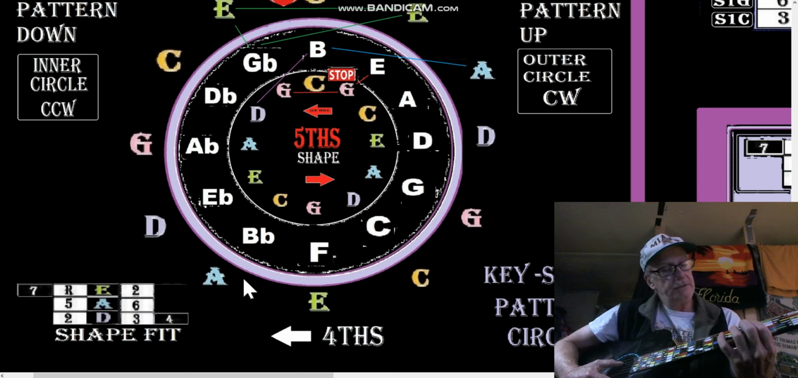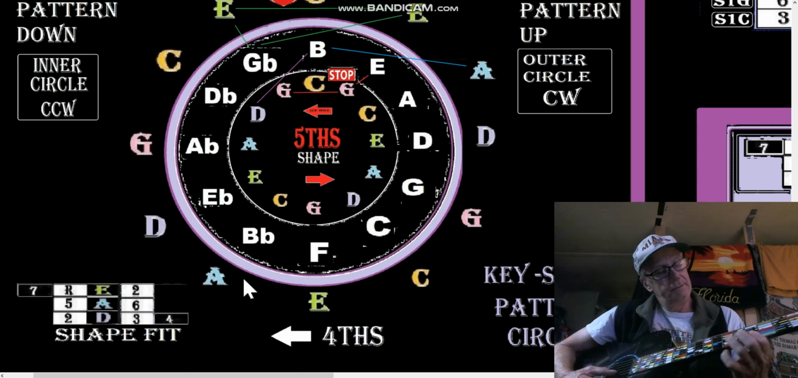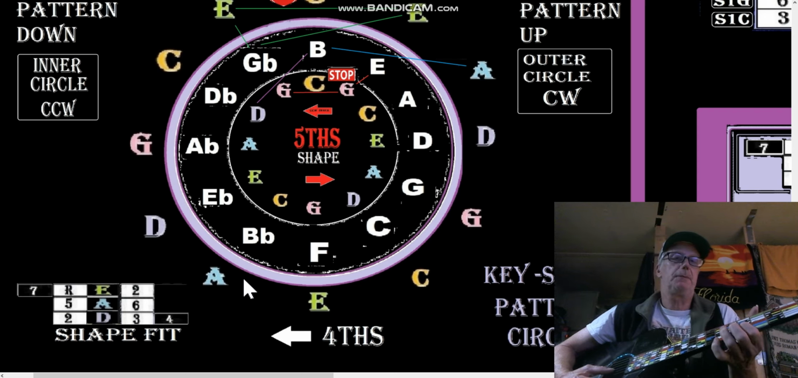Now we can do a pentatonic. I'll have to start on the root. Remember, that root's going to be B flat now. Okay, right there. See that little mistake I made? That's because it became an A shape.